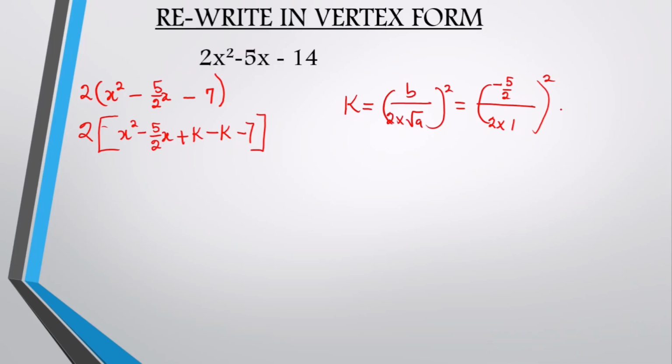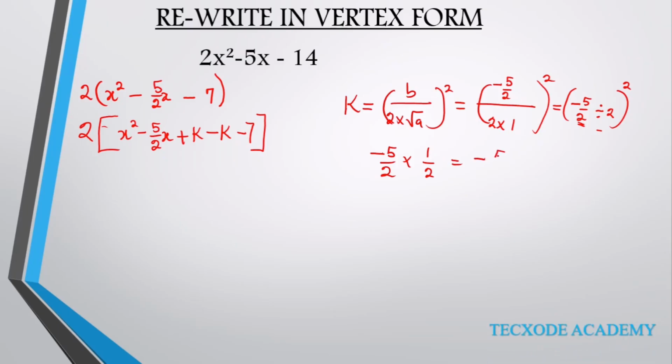We're going to have a situation whereby we'll have negative 5 over 2 divided by 2. I could rewrite it like that. There is nothing wrong with that. This is the numerator and this is the denominator. Okay. So I can now go on with the negative 5 over 2 times 1 over 2. So I'll get negative 5 over 4, everything squared.